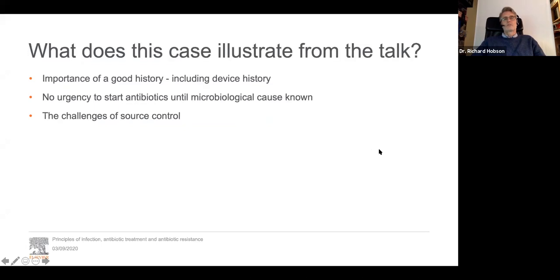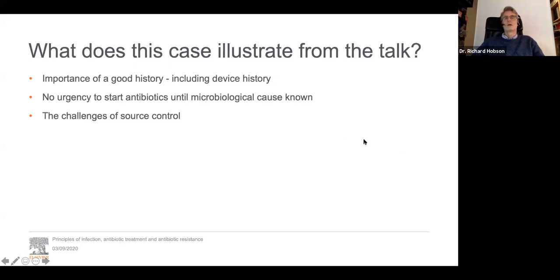So I think that's not an uncommon scenario where I work, but I think this case illustrates the importance of a good history, again, including a device history. Now, I don't think that many people, when they're taking a history, would manage to overlook the fact that a patient had a valve replacement at some time in the past. It's easy to overlook the fact they've had a pacemaker, although it usually becomes apparent later. But if she had just had some aortic stenosis or other valve condition, it could have been overlooked.